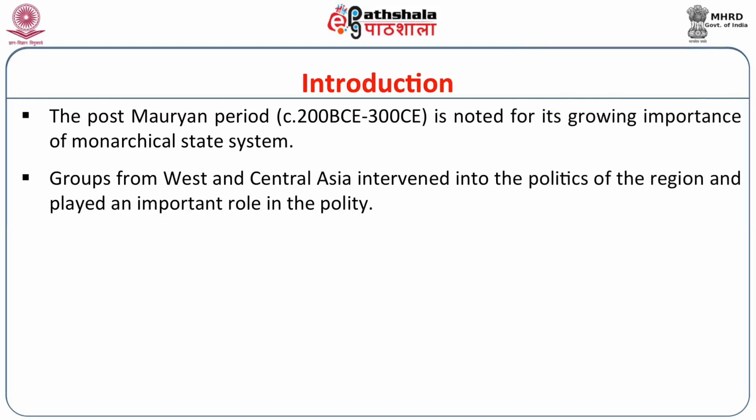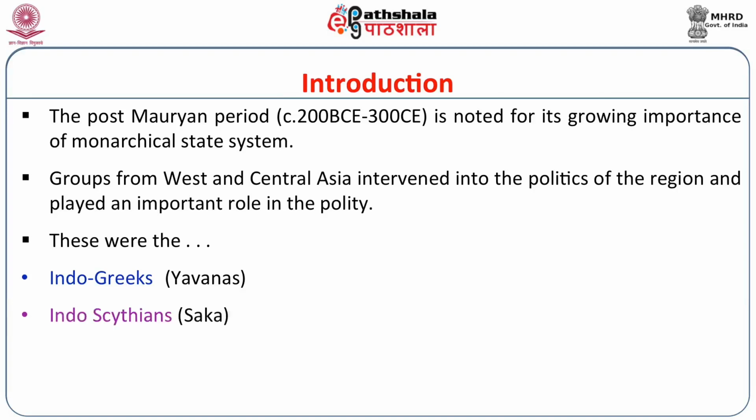Groups from Western and Central Asia intervened into the politics of the region and played an important role in the polity. These were the Greeks, who are known in Indian sources as the Yavanas, the Indo-Scythians, that is the Shakas, the Indo-Parthians, the Pahlavas, and the Kushanas.